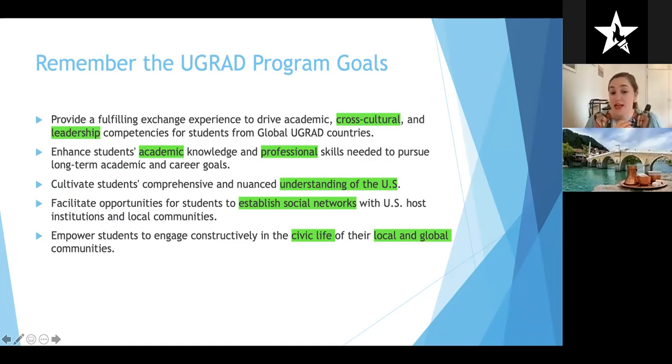It is to facilitate opportunities to establish social networks with the US host institution and your local community in the United States, and to empower students to engage constructively in the civic life of their local and global community. That's a big one, but that means we want you to be involved in your local community. We want you to help your communities. We want you to have a desire to make change and to be a leader. So these are the things and qualities that we're looking for when we're looking at Global Ugrad applications.